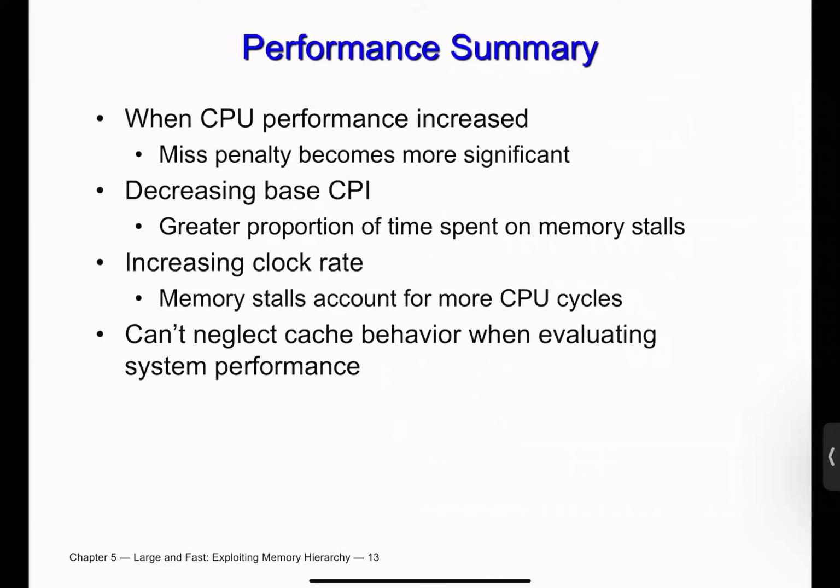Just as a performance summary, when CPU performance is increased, the miss penalty becomes more significant, decreasing the base CPI. So of course, a greater proportion of time will be spent on memory stalls. If the difference between the base CPI and the actual CPI is large, a lot of time is spent on memory stalls. Also, if I increase the clock rate, any stalls will account for more CPU cycles, because it is the same time but at a higher rate, so it accounts for a larger number of clock cycles. That's why I can't neglect whatever is happening with the cache if I would like to evaluate the performance of my system. It's extremely important in this situation.